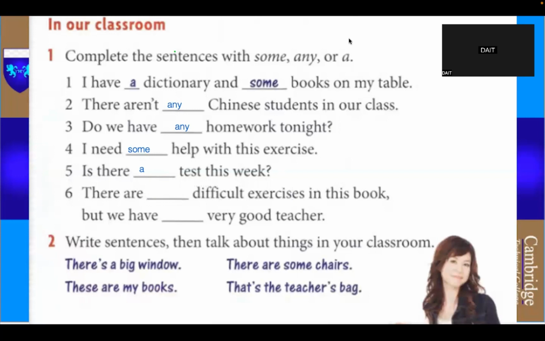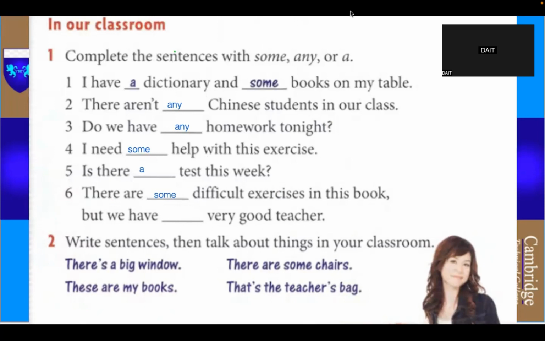Because it's a plural exercise. Plural, very good, because we have plural. So when we have plural, we use either some or any. So here the answer is some. There are some difficult exercises. Very good. Last one. But we have a very good teacher.